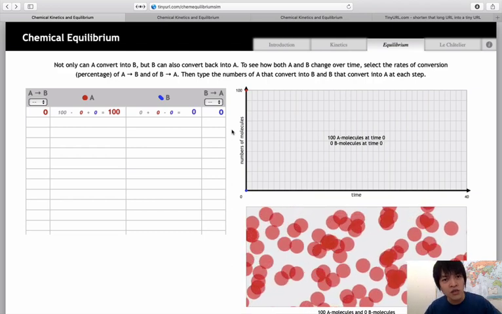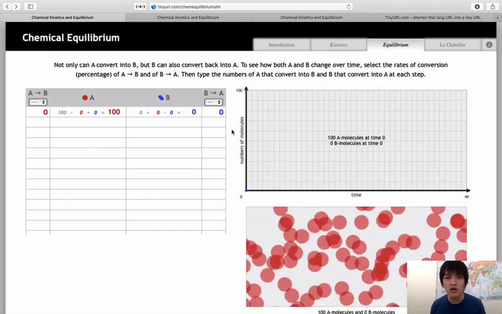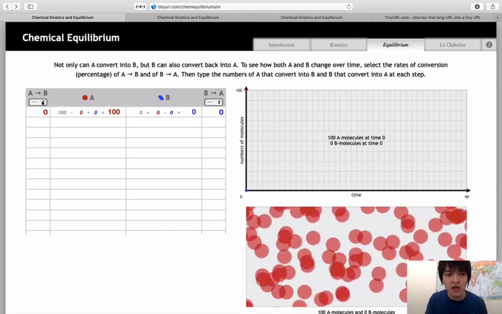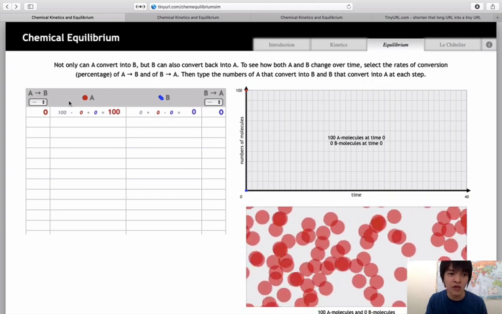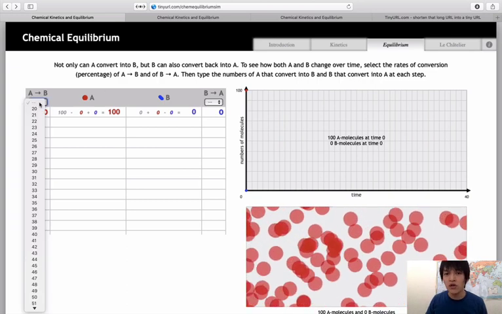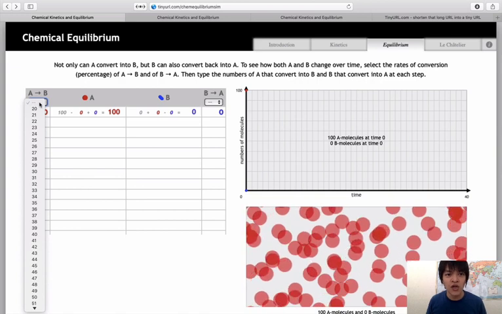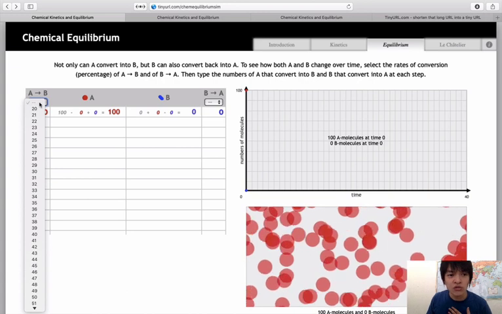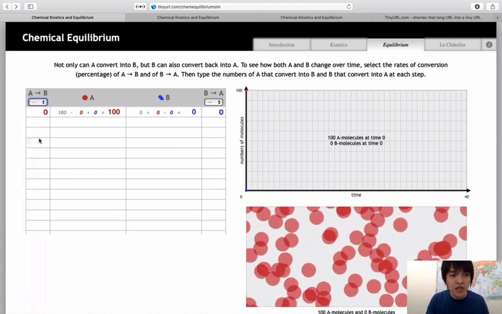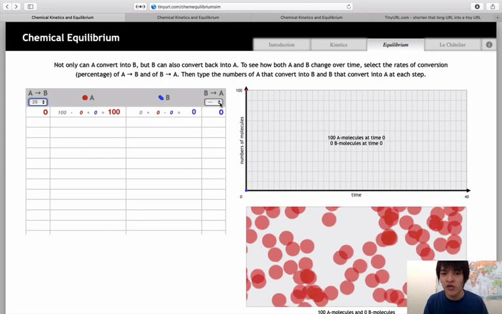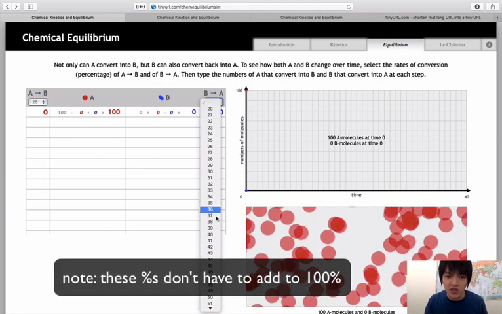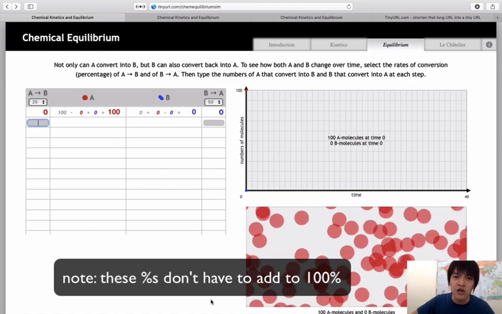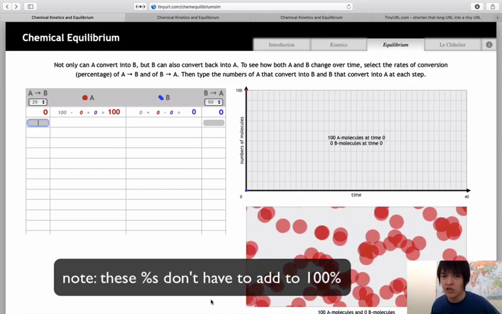Okay, so basically an equilibrium reaction is what we call reversible. It can go backwards and forwards. And what we need to do here is, for these two drop-down boxes, we select the percentage of what is converting forward and what is converting in the reverse direction. So I'm going to choose for A to B to be 25%, and for the backwards reaction, B to A, to be 50%. And I want you to choose something different to see how your numbers are going to be different compared to mine and how they're going to be similar.